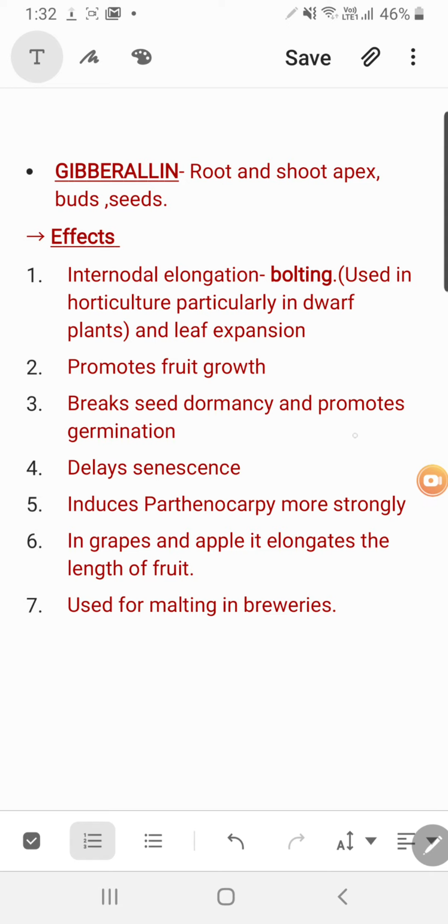The third one here is that it breaks seed dormancy and promotes germination. You must have noticed that when we keep the pulses, the whole pulses, like black gram, or pea seeds, or chickpea, in Hindi you call it chola, or rajma, that is kidney bean, right? We keep them, they are very hard, they have a tough seed coat over them, and they are completely dried, and we can keep them for a longer time inside an airtight container, right?